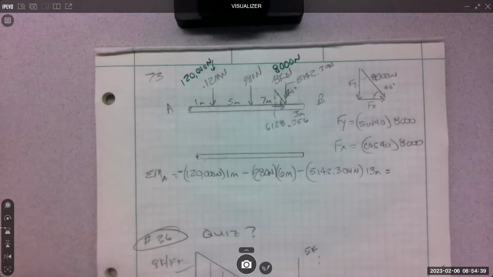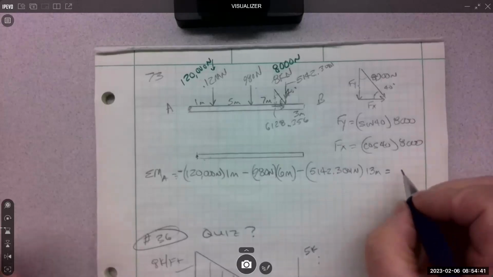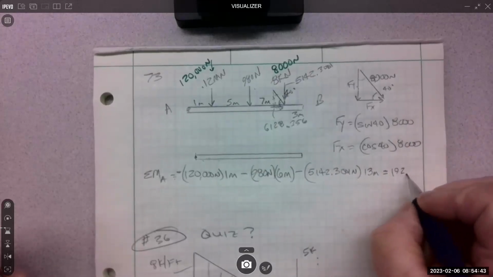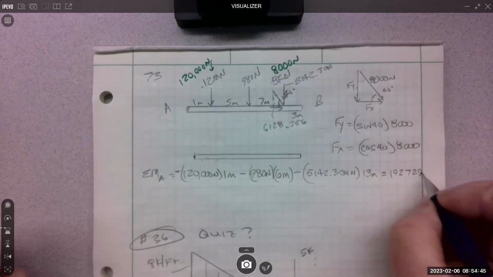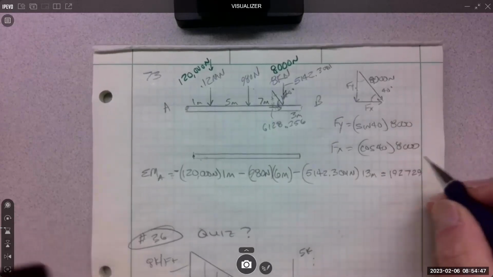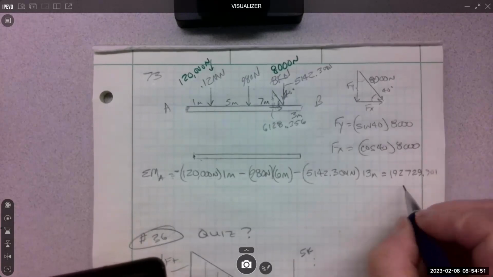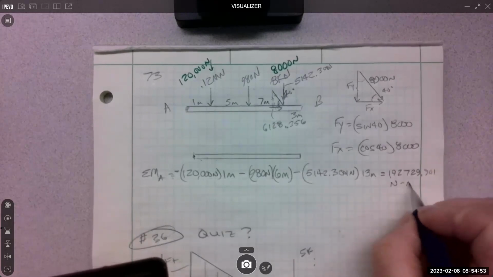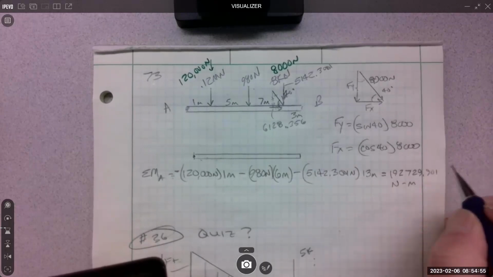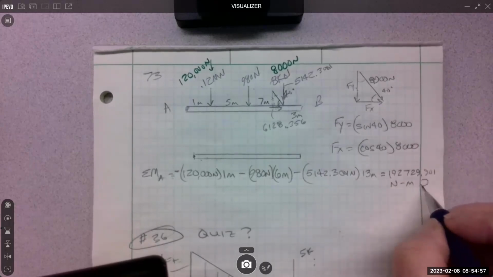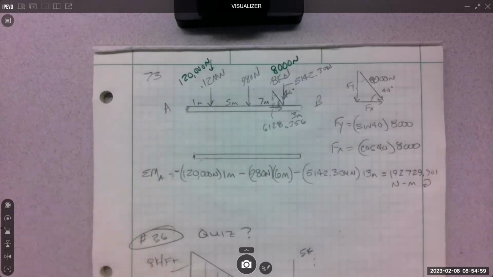192,729.901 Newton meters, rotating clockwise. Good.